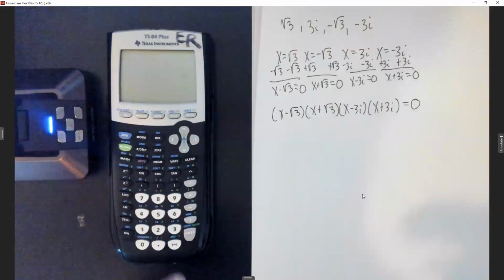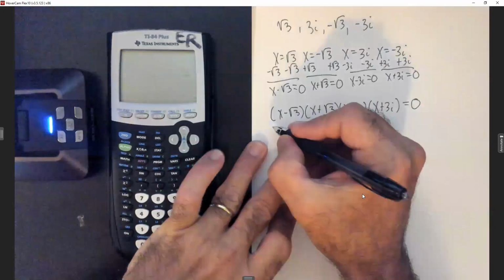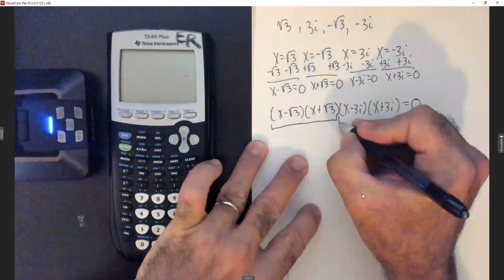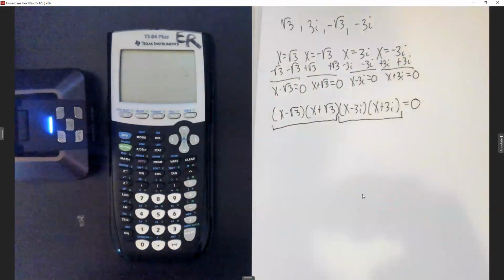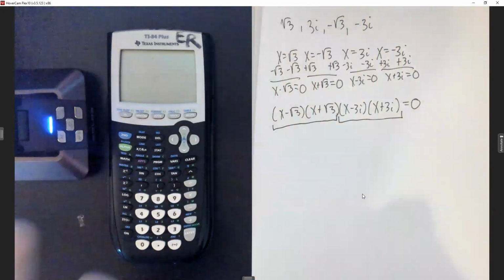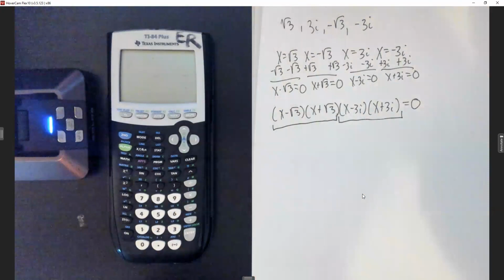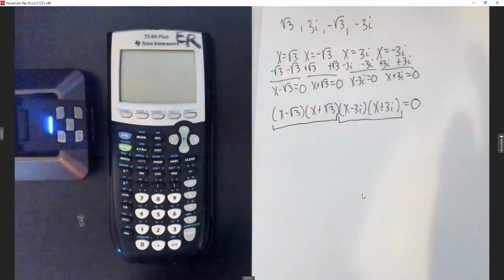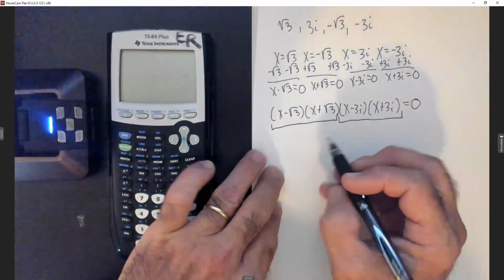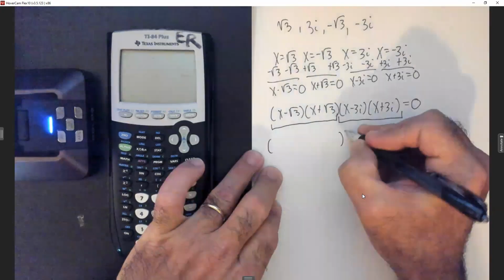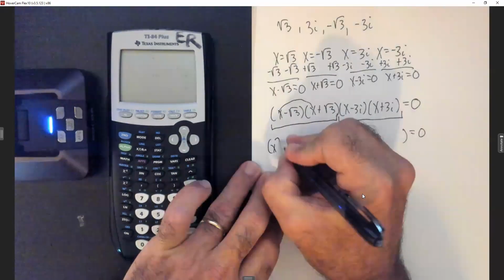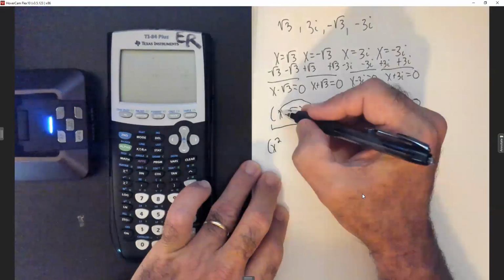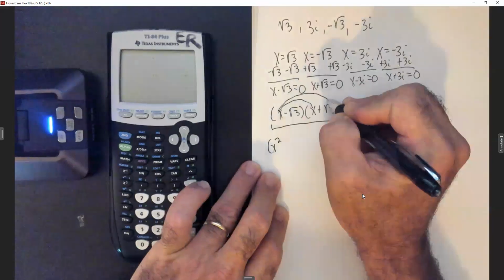Now, the reason I put them together is because I'm going to FOIL these two together, and then I'm going to FOIL those two together. Remember, when you FOIL conjugate pairs of radicals, you get rid of the radicals. When you FOIL conjugate pairs of imaginary numbers, you get rid of the imaginary numbers. So since I'm doing two FOILs, both of these will end up in parentheses. So let's FOIL this one. x times x is x squared. x times square root of 3 is a positive square root of 3x.